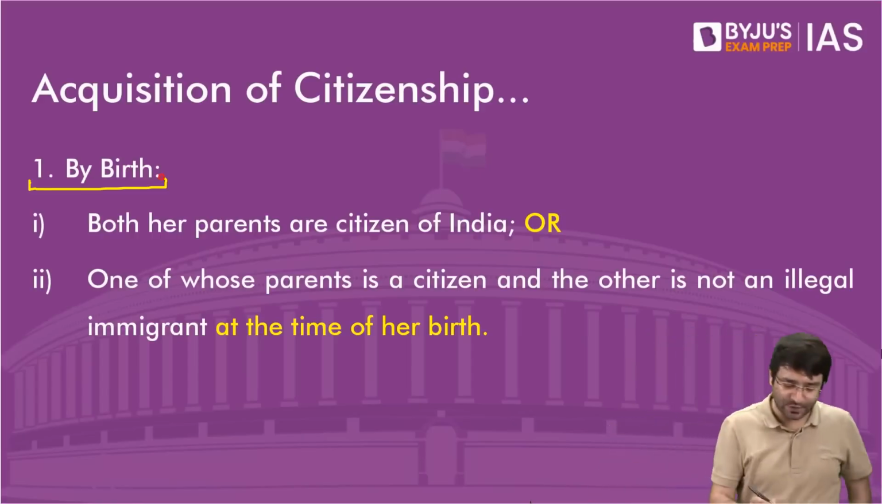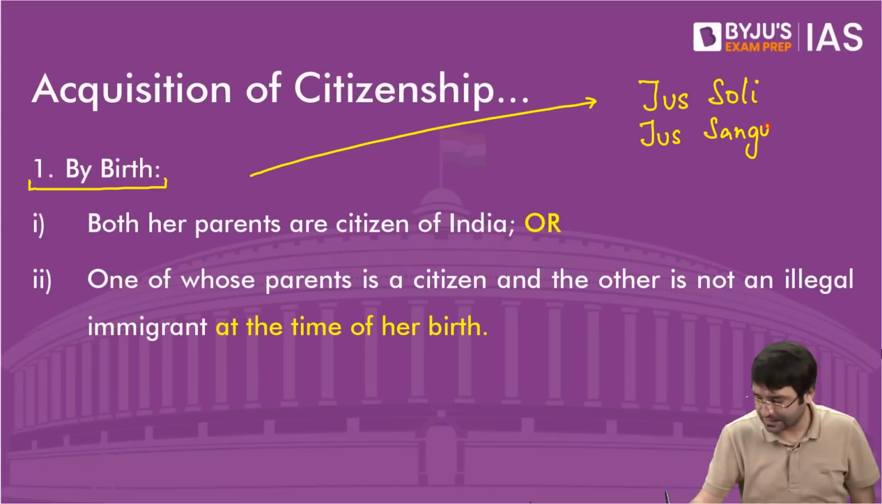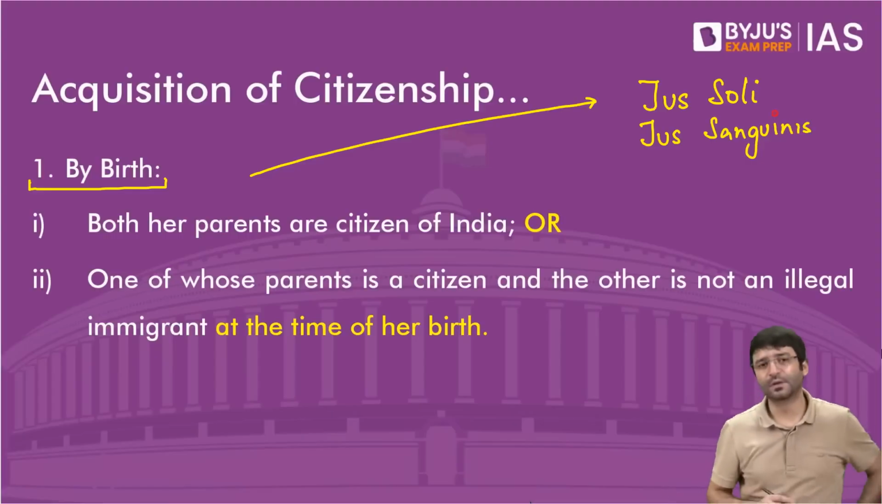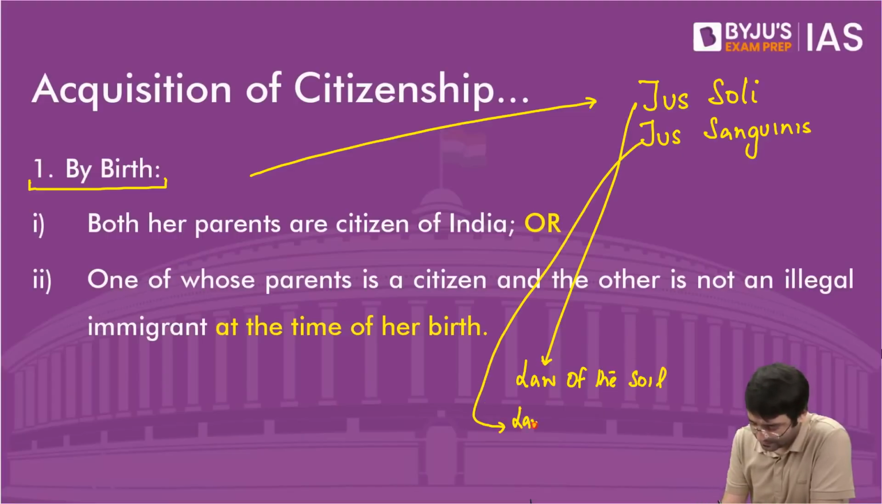And by birth, we need to understand there is a concept known as Jus Soli and Jus Sanguinis. Jus Soli means law of the soil. Jus Sanguinis means law of the blood.